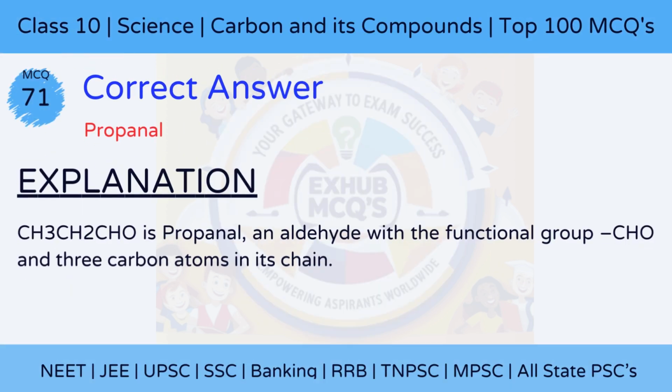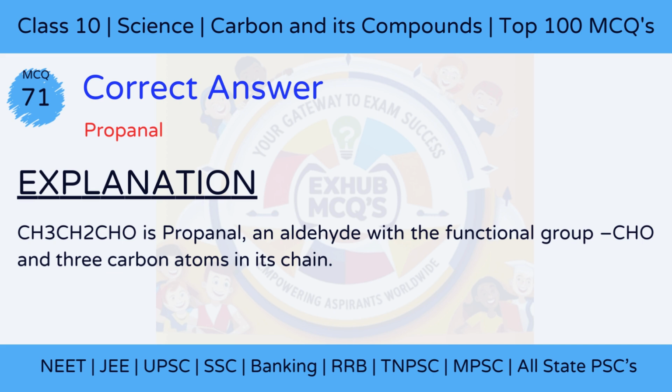The correct answer is option B, propanal. Explanation. CH3CH2CHO is propanal, an aldehyde containing the functional group CHO and 3 carbon atoms in its structure. Aldehydes are widely used in organic synthesis.